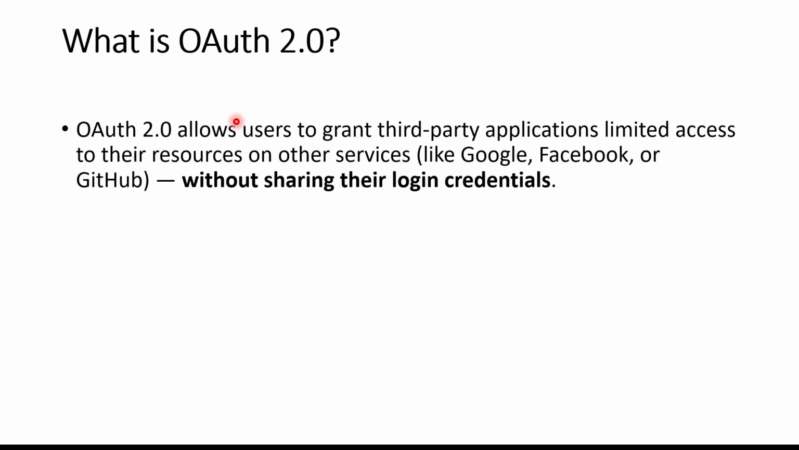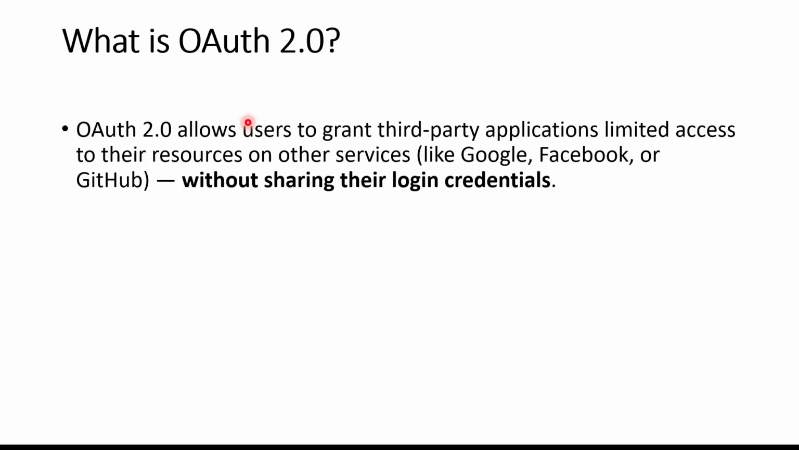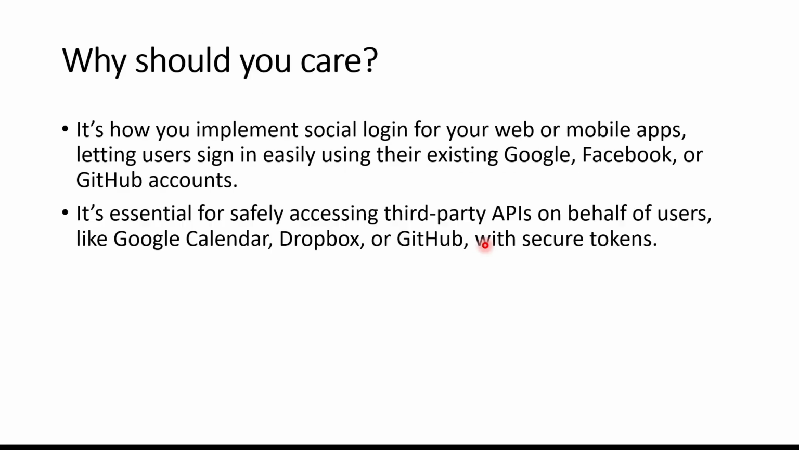And like I said, it will allow the users to grant third party applications like Google, Facebook, GitHub access without sharing the login credentials. So OAuth 2.0 is the industry standard protocol for authorization. It is helping us grant third party applications limited access to the resources, like we just discussed. And we will see that also with the Google account without sharing my credentials. So not sharing the credentials is the main highlight.